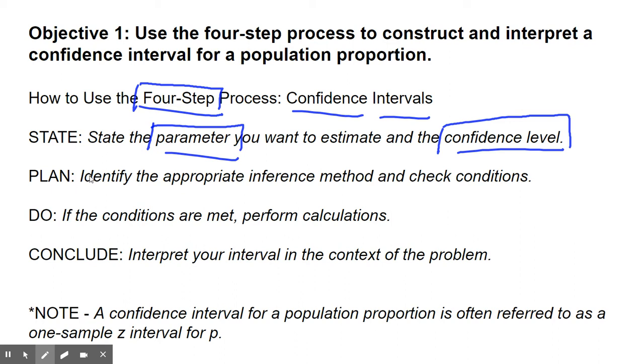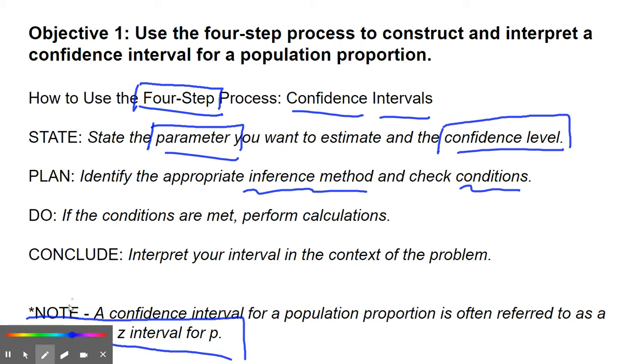Number 2, you're going to identify the appropriate inference method, and you're going to check the conditions. The inference method is a one sample z interval for p. We are using one sample, we use the z, we find our z star, our critical value. It's an interval, and we're doing it for a population proportion p. When you check your conditions, from last section, you learned that there are 2 conditions to check. The first one is the random condition, and the second one is the large counts condition. So make sure you check those conditions.